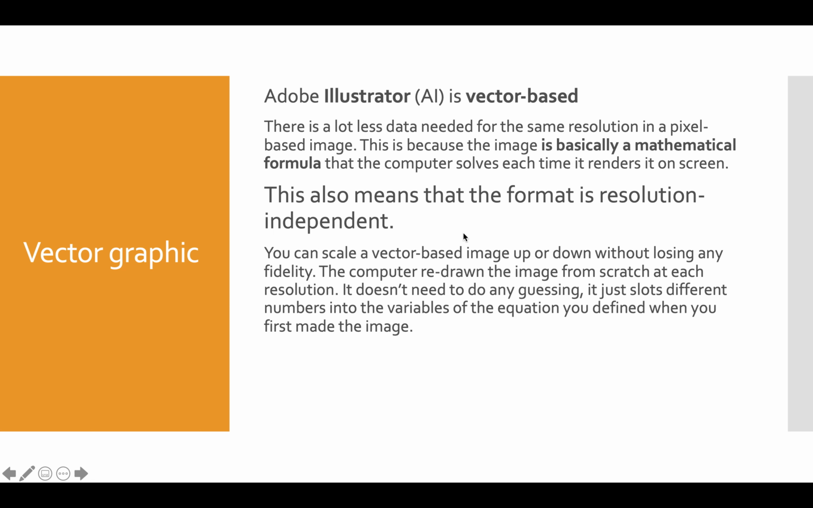So that's why, because it's mathematically based, we could scale our icon in Illustrator up or down. You can scale things up or down without losing fidelity, without losing that crispness of the image, because it redraws the image from scratch each time you open it, each time you scale it. So it doesn't have to guess. It just puts in a different number into the variable. So that's fine.